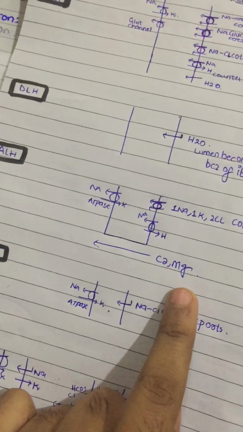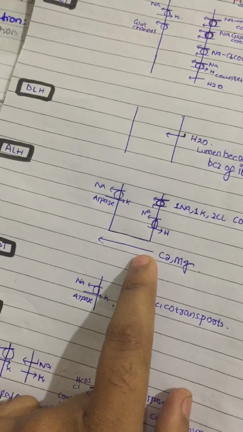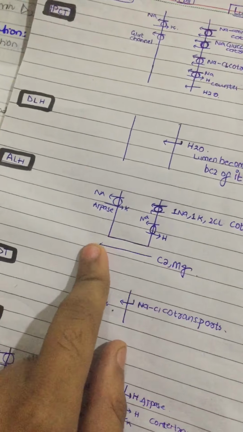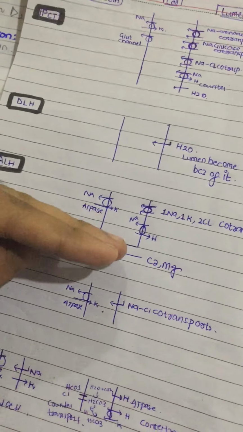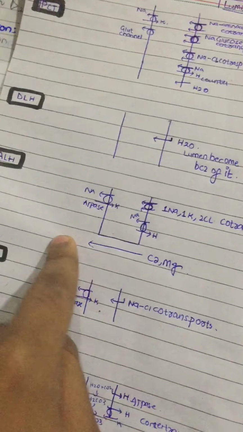Okay, the ascending loop of Henle is going to absorb the calcium and magnesium, like the bivalent substances, through the paracellular pathway. Like between two cells, there is going to be distance, and these substances are going to be absorbed from there.